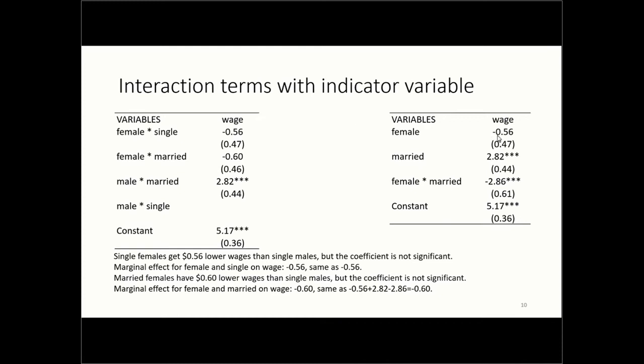Now, what if we want to talk about female and married? Females who are married get 60 cents lower wages than single males. That's the reference category, but this coefficient is also not significant. Now, if we want to calculate the marginal effect from this model for a person who is married and female, we need to collect this, which would be equal to 1, and this would be equal to 1, and their interaction would be equal to 1 because it's a married female. And so we would need to collect all of these coefficients, this coefficient plus this coefficient plus this coefficient. And if you sum these up, that would be exactly that minus 60 cents. So this coefficient would be equivalent to all of these coefficients summed up together, because that represents the marginal effect for female and married on wage.